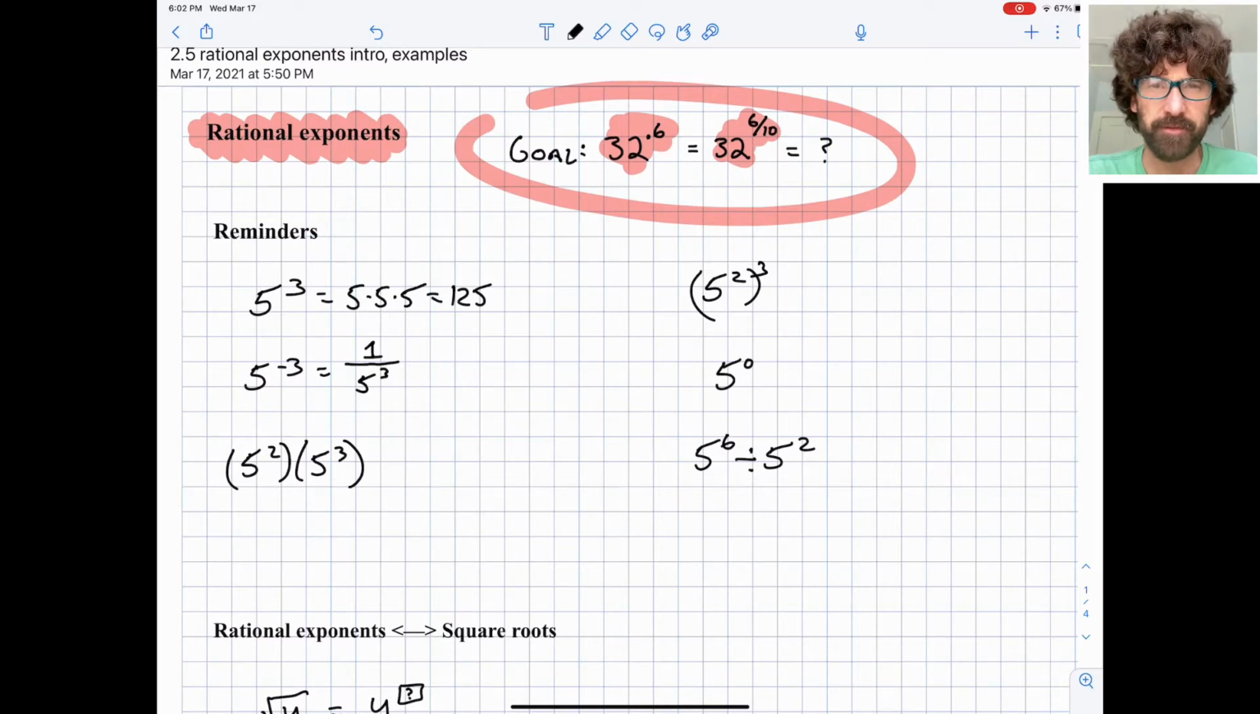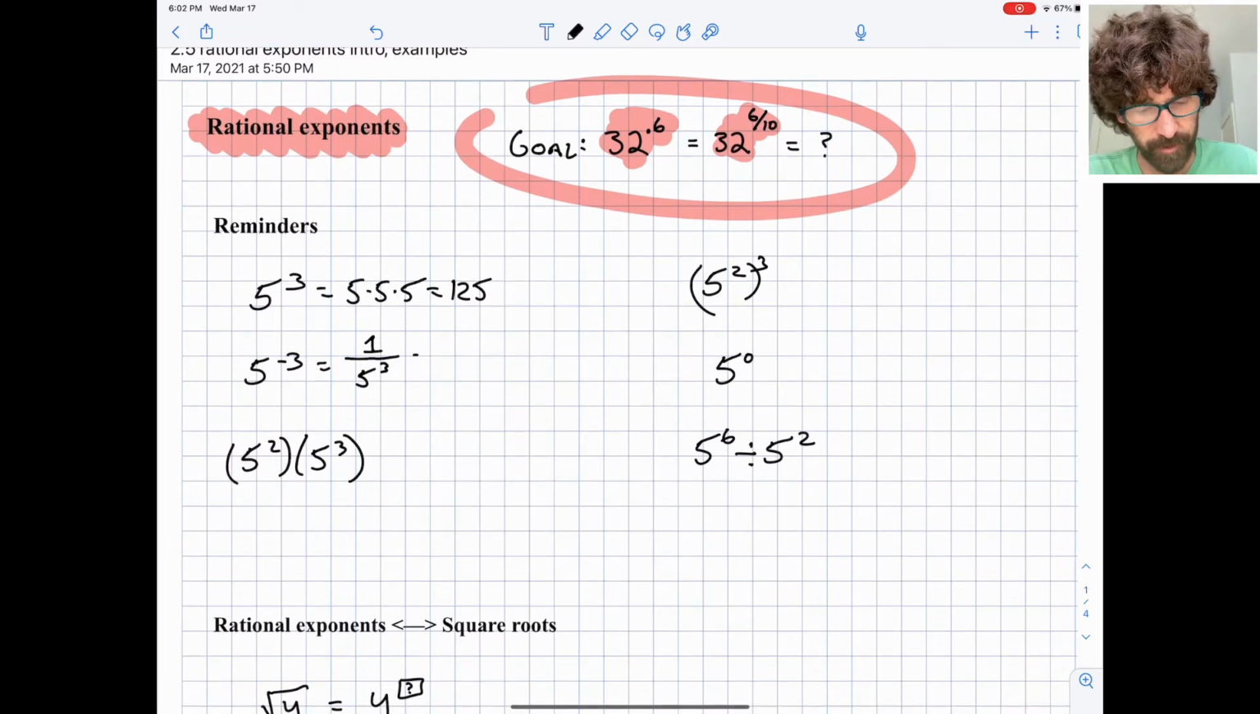For many of these rules, there are real, legitimate, understandable reasons why these rules exist that I simply don't have the time to go into right now. So I have some videos in my Algebra 1 set that will really explain the background behind why these rules are true. But anyway, 1 over 5 cubed is going to be 1 over 125. Okay, so there's a quick reminder there.